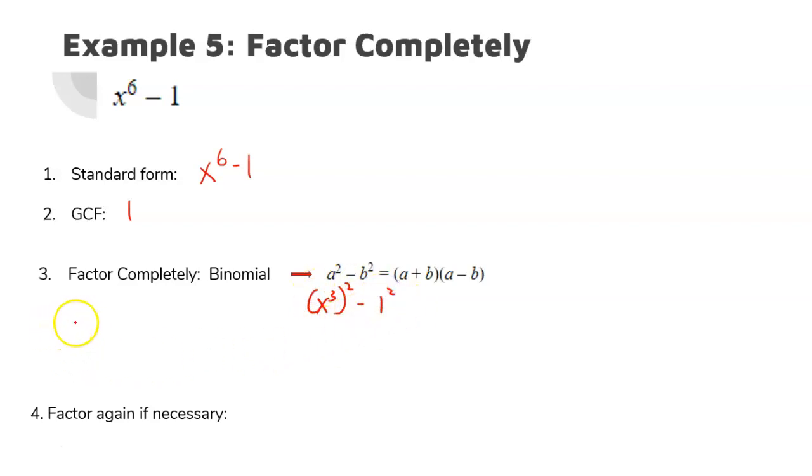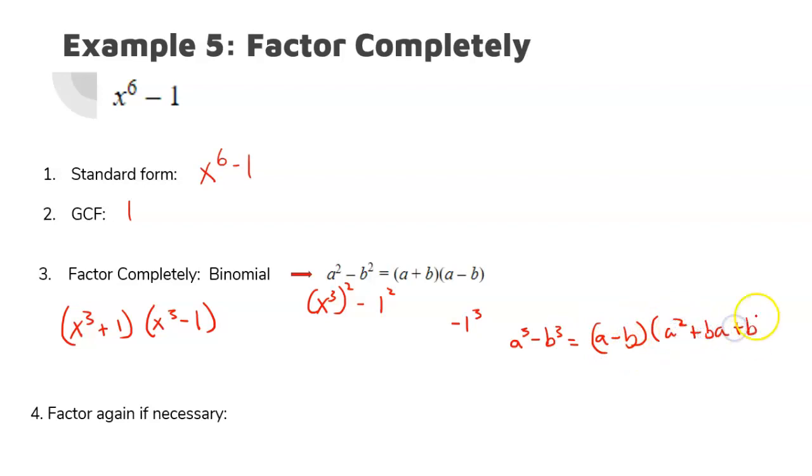So I can treat x to the 6th as x to the third squared minus 1 squared. And that is the same as x to the third minus 1, or plus 1, times x to the third minus 1. Now x to the third minus 1 is a difference of perfect cubes. As you can recall, negative 1 to the third is negative 1. So we can treat this as a to the third minus b to the third is equal to a minus b times a squared plus b times a plus b squared.